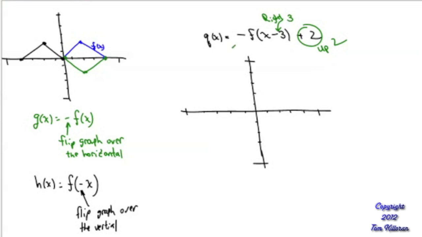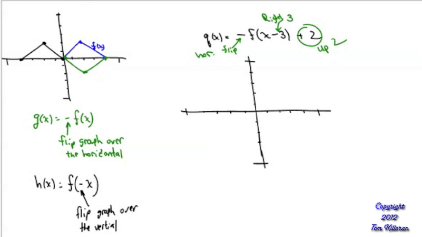What is this negative doing? Well, this is a flip, for sure, because it's a negative on something. What's it flipping? Is it on the outside or is it on the inside? It's going down, so it's flipping over the horizontal. So we're going to call it a horizontal flip.